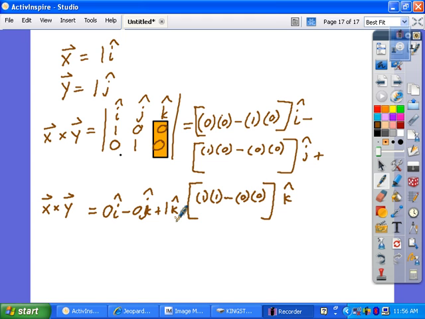Now, difficulty-wise, this is not too strenuous. The biggest common mistakes that I see with this are people either messing up their matrix or forgetting that it goes plus, minus, plus. So just make sure you stick with those two basic rules and you should be good to go.